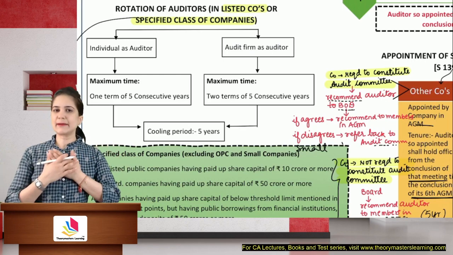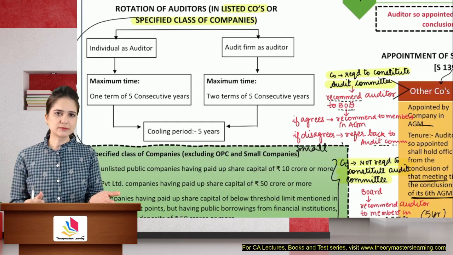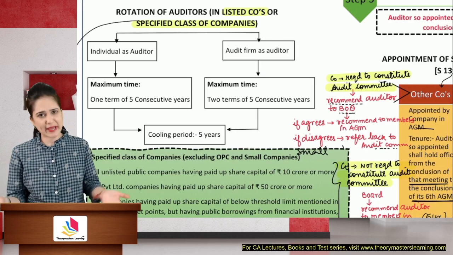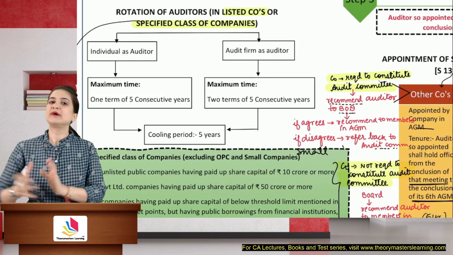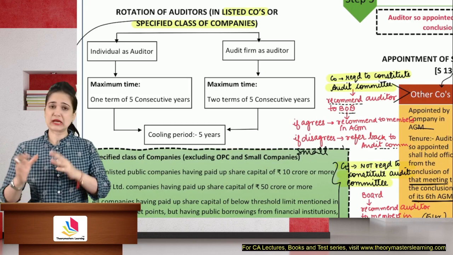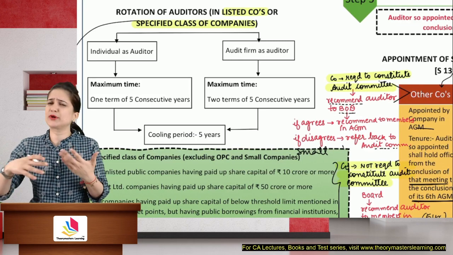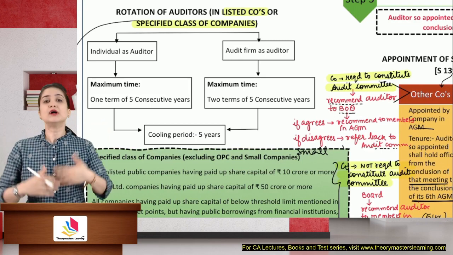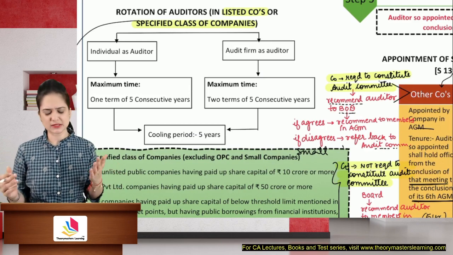So let's say that I am a company, I have appointed a firm for 5 years. After 5 years are over, I can either reappoint that person or I can appoint someone else. After those 10 years are over, then there will be a cooling period of 5 years, and that firm cannot be reappointed as an auditor of that company. They can be appointed as auditor of any other company, but not that same company. After that cooling period is over, now the company, if you want to reappoint them, you can do so, or you can appoint someone else.